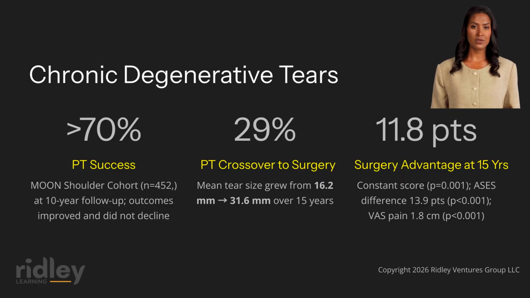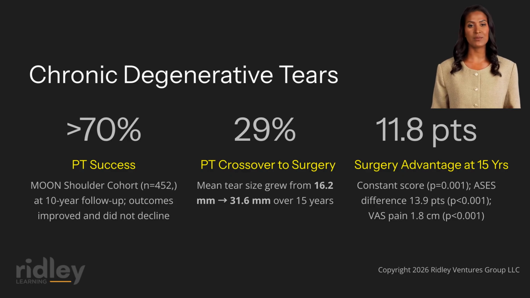For chronic degenerative full-thickness tears, the AAOS guideline recommends an initial trial of non-operative management since most patients experience significant improvements in pain and function with physical therapy alone. The Moon Shoulder Prospective Cohort, a Level 1 prognostic study of 452 patients with symptomatic atraumatic full-thickness tears, demonstrated that physical therapy was successful in more than 70% of patients at 10-year follow-up, with patient-reported outcome measures improving after physical therapy and not declining over the follow-up period.